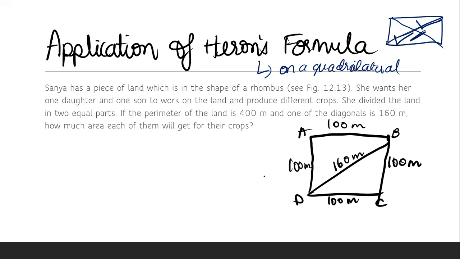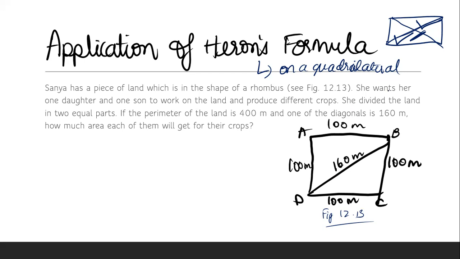Let's see what this is through an example which is there in your textbook. Sanya has a piece of land which is in the shape of a rhombus. See figure 12.13, which is in front of you. Don't judge me by the drawing skills, okay? I'm so sorry, it's not a perfect rhombus shape, but bear with me. You can of course refer to your textbook, where you have a perfect rhombus.